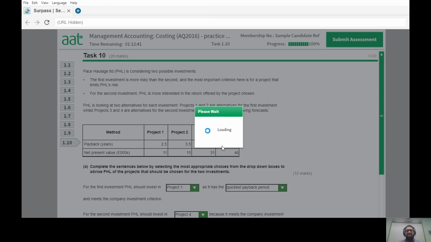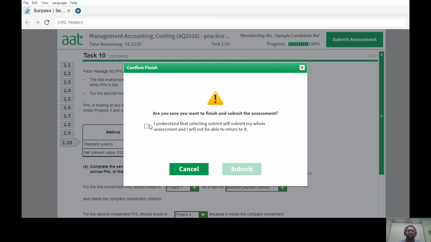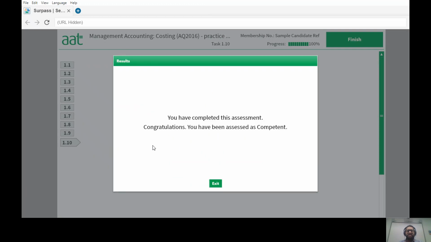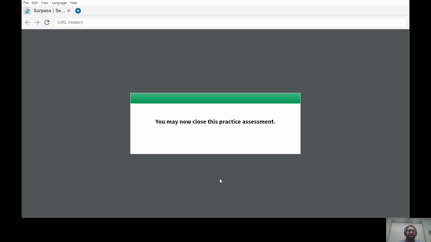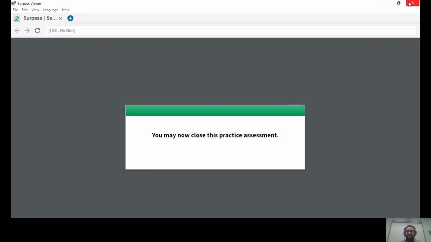Let me submit this first and see what it is telling me. It says, yes, you have completed this assessment. Congratulations, you have been assessed as competent. I had no doubts about that. You will be getting that same thing in your exams as well, guys. So I wish you all the best. Let me get it out of here and bring that screen up.